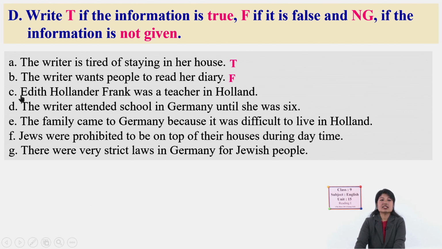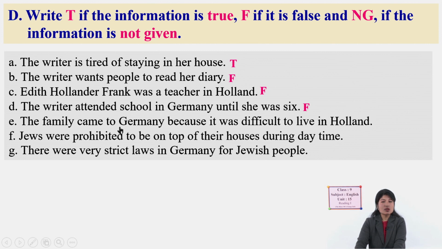False, right? Now number C, Edith Hollander Frank was a teacher in Holland. Is it true? No, false. Number D, the writer attended school in Germany until she was 6. No, it is also false. She stayed there until 4 only, right? Number E, the family came to Germany because it was difficult to live in Holland.